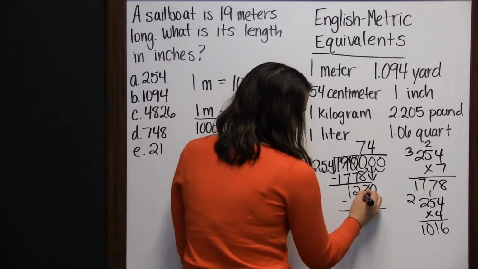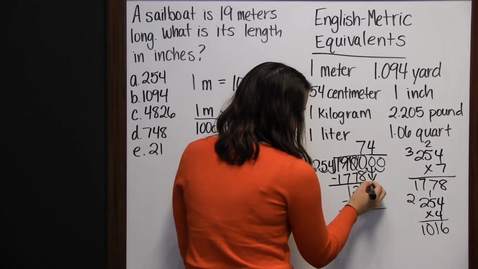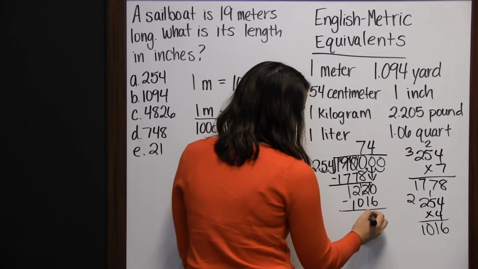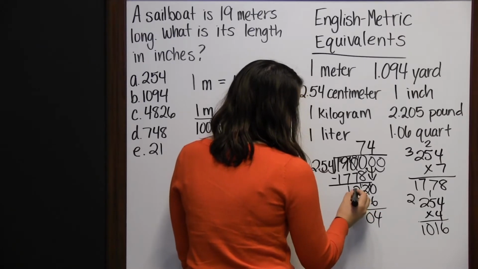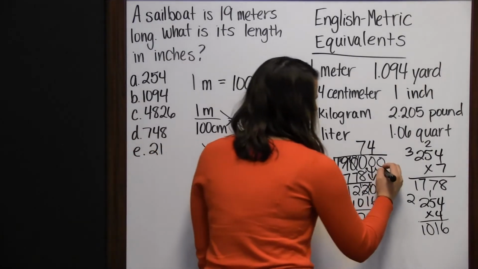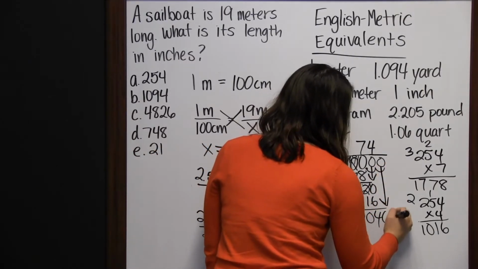So we need to borrow from this 2, that becomes a 1. So this is 10 minus 6 is 4. 1 minus 1 is 0. And 2 minus 0 is 2. So that's 204. And then we bring down our 0 here.